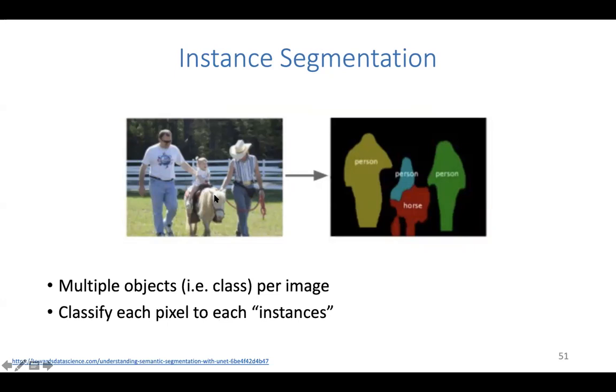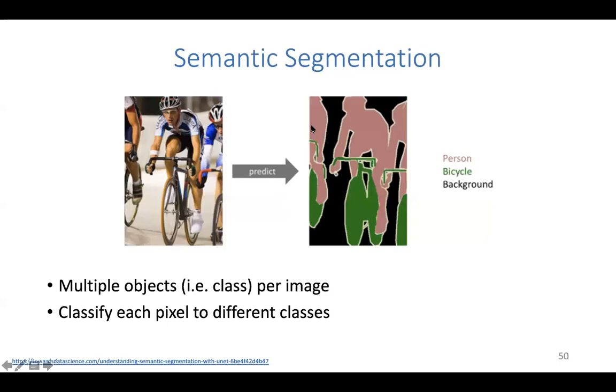So there are 3 persons and 1 horse in the image, and you want to classify or label each person into its own category. Unlike here, in this image you can't actually distinguish between this person and this person and this person, because the pixels that compose these 3 persons are all categorized into the same class. Here they are a bit connected, so you can't really tell the boundary between different people.